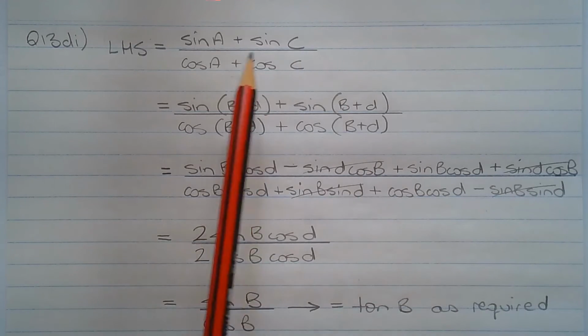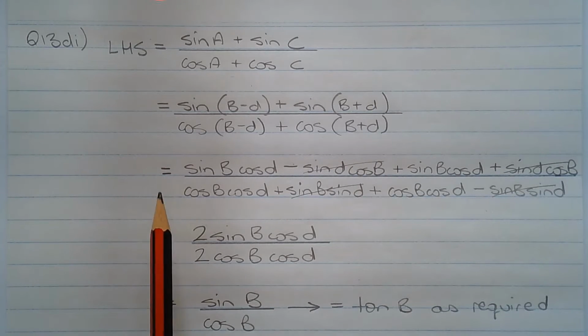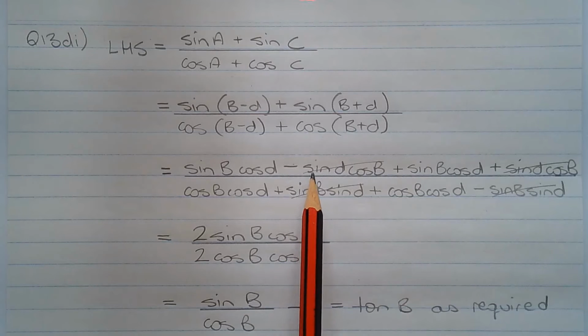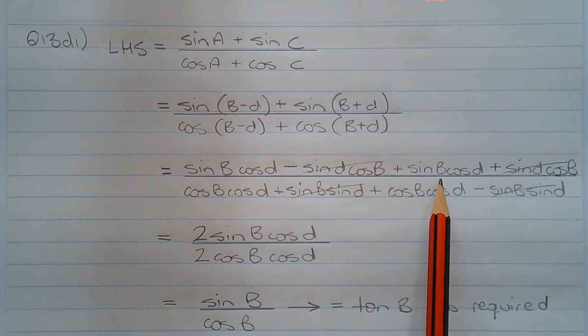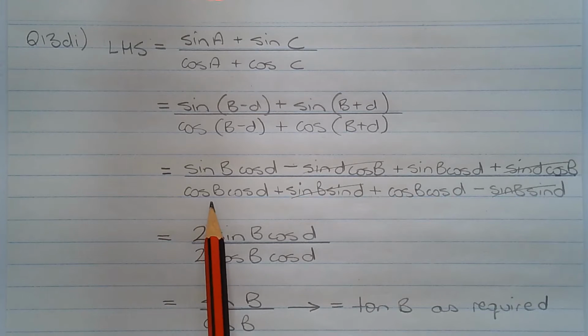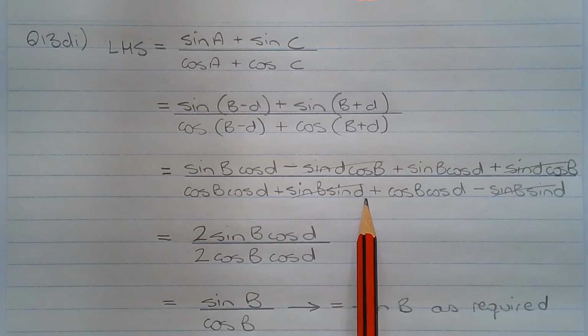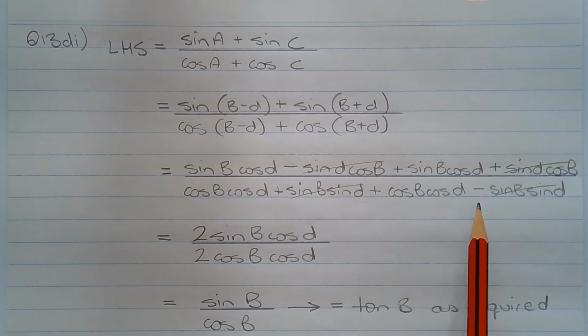And expanding these trigonometric ratios of compound angles, that equals (sin b cos d minus sin d cos b plus sin b cos d plus sin d cos b) over (cos b cos d plus sin b sin d plus cos b cos d minus sin b sin d).